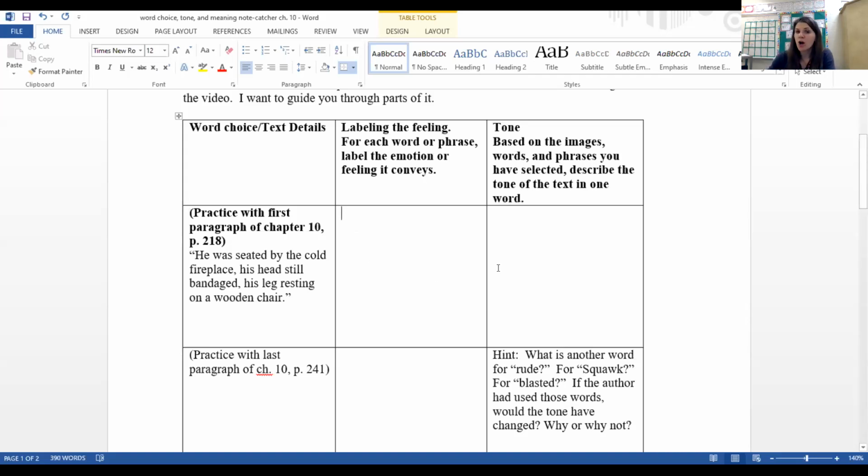Then when we get to tone, so these images, we're thinking about this cold fireplace, the wooden chair. He's got his leg up on the chair. His head is still bandaged. We can picture those things. What then is the tone that the author is conveying to us? So that's different than the feeling that we have. So once again, let's take a look at, and I apologize for the different screen swaps all the time.